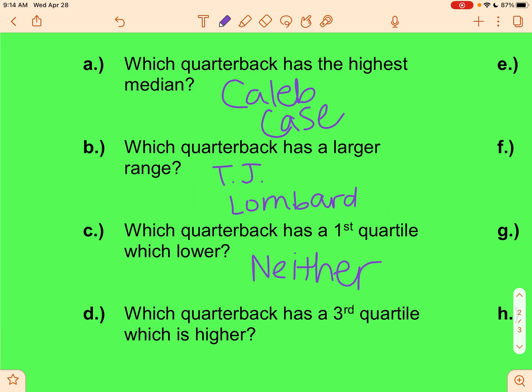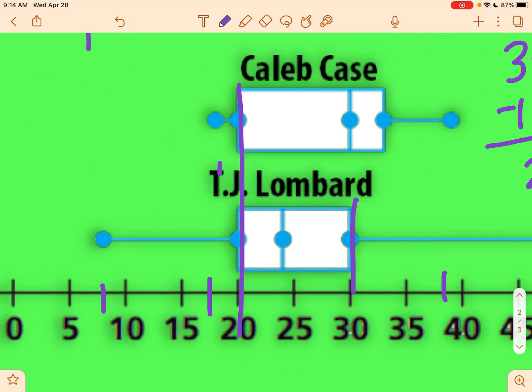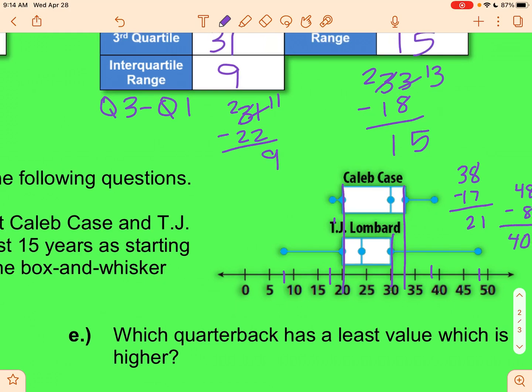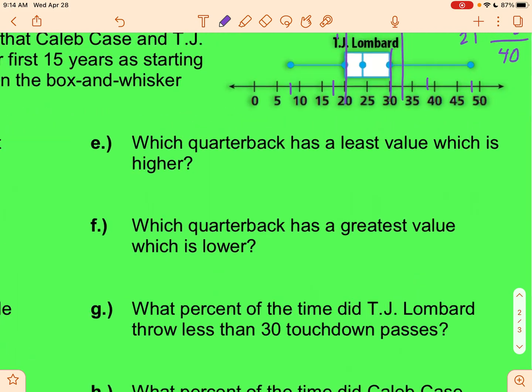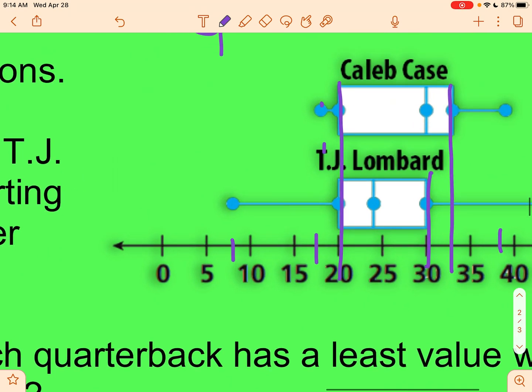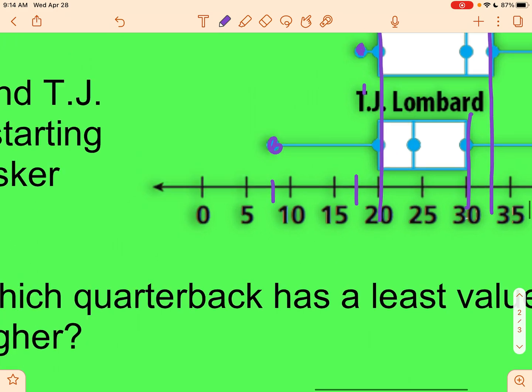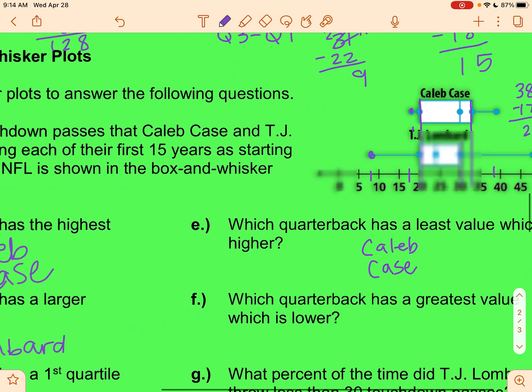Letter D, which quarterback has a third quartile which is higher? Taking a look, the third quartile is the last line in our box. Whose is higher? Right, Caleb Case's. Moving on to letter E, which quarterback has the least value which is higher? Remember, the least value is the first dot. Which one is higher, TJ's or Caleb's? Right, Caleb's is. Caleb's lowest value is a lot higher than TJ's is.